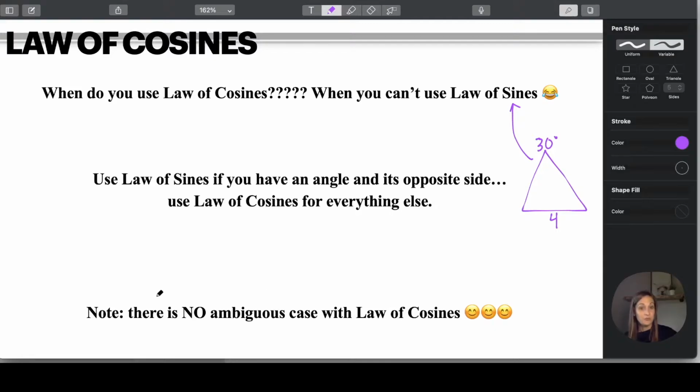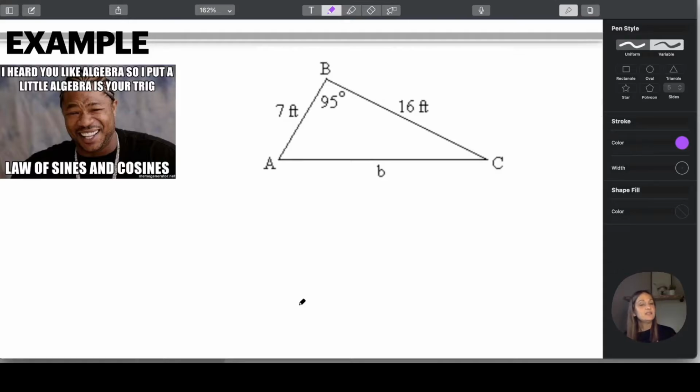Now, the great thing about law of cosines is there is no ambiguous case. When we talked about law of sines, you could have 0 triangles or you could have 2 triangles; in law of cosines that's not possible. You can only have 1 triangle. So let's do an example to show how we can find little b. We need to know this side. We do not have an angle and its opposite side, so we cannot use law of sines.